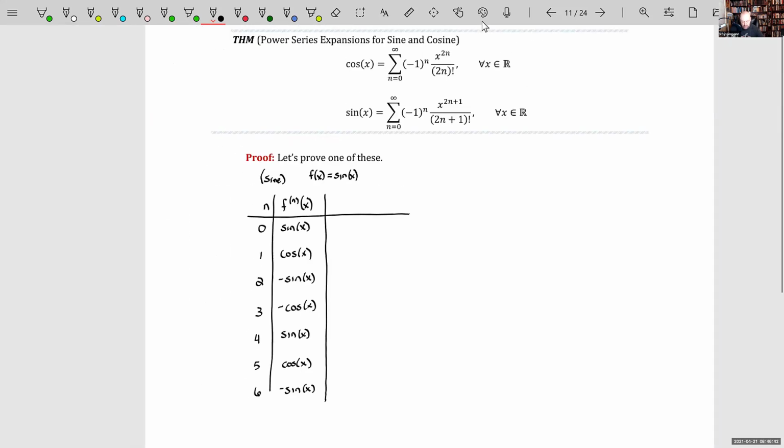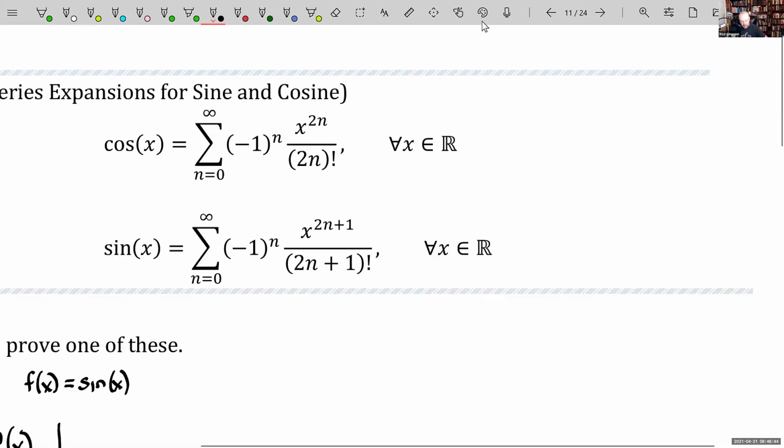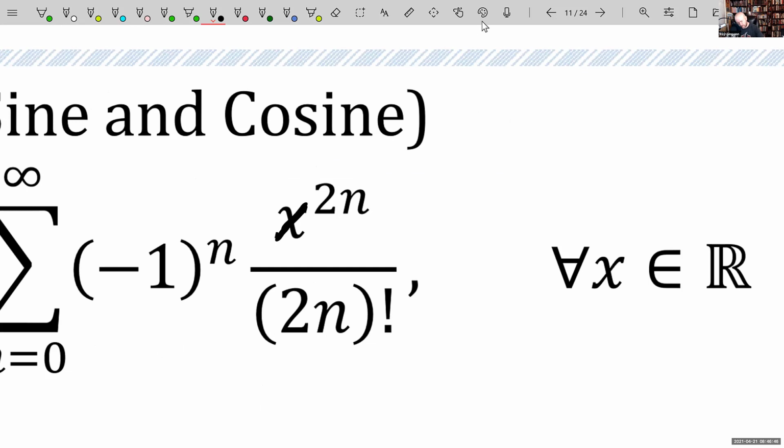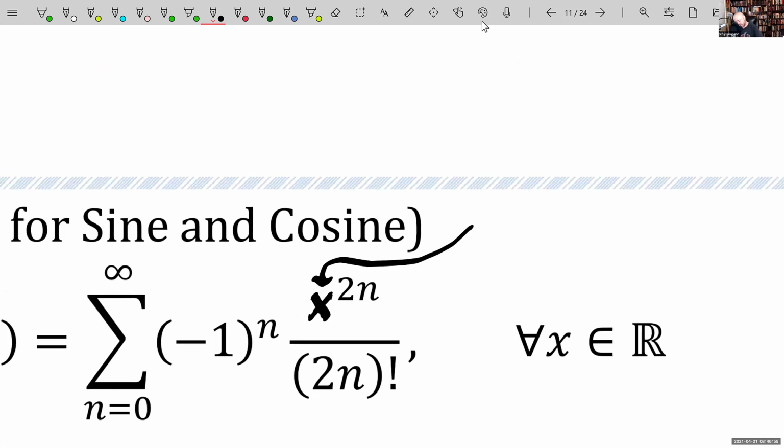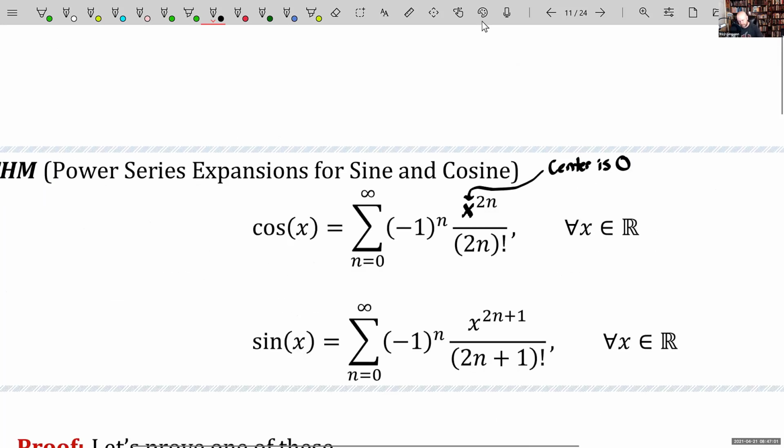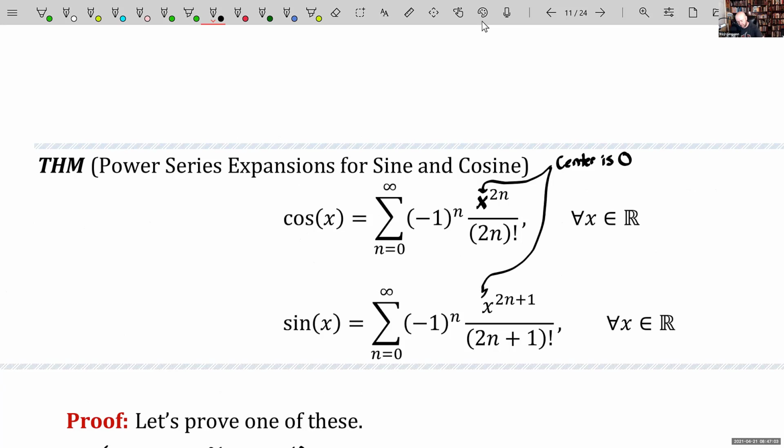And when I say the center, notice here is x right here. It's not x minus a, is it? That is x minus zero. So the center for both of these is zero on both of them. Okay. And in fact, all the proofs that you're going to do are centered at zero.